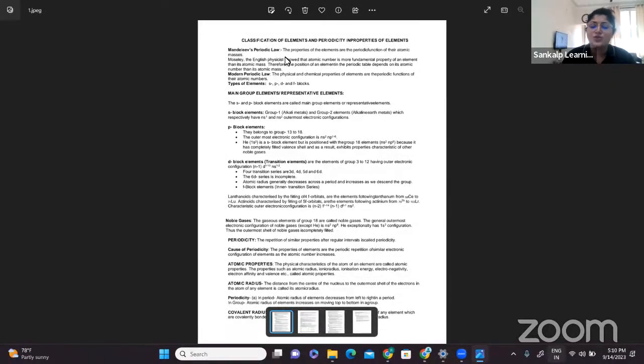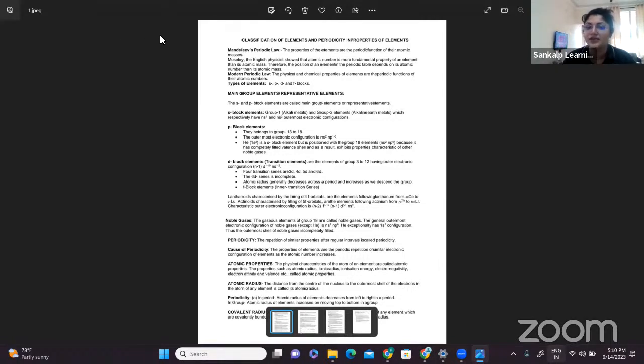So what was done? He arranged the elements in the increasing order of the atomic weights, and he found that every eighth element had similar properties to that of the first element. So this was the law given by Newlands. This is called Newlands' law of octaves. That is like the octaves of music, right?